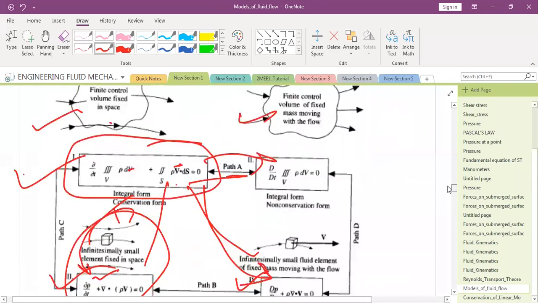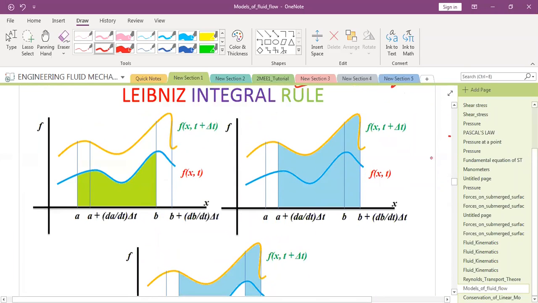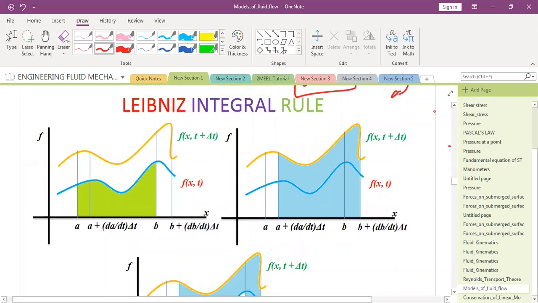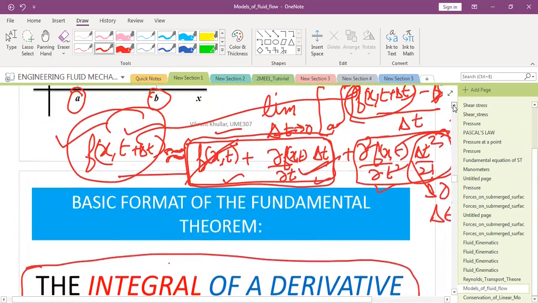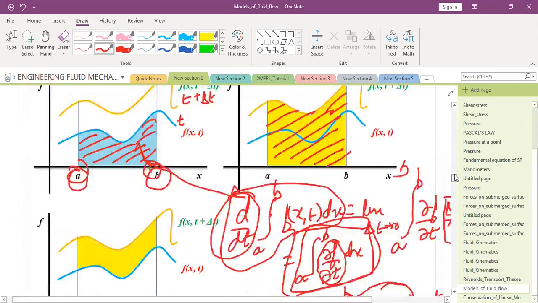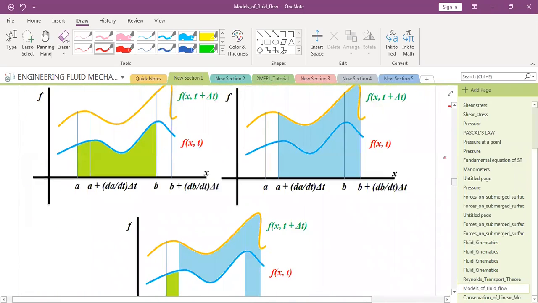You are able to look at this? Wait for a second. Is this screen visible to you? Yes sir. This is the Leibniz integral rule. So in the previous case, we noted that a and b were fixed, that is, they were not changing. But when they are changing, what happens is something like this.